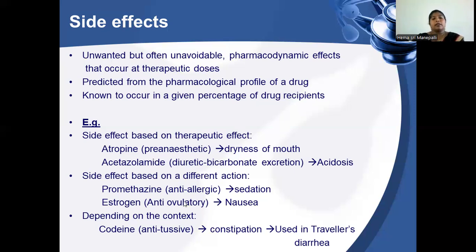Next, another one, estrogen causes nausea and vomiting. Depending on the context, codeine is an antitussive, generally a cough medicine, but the side effect is constipation. But this side effect can be used as a useful effect in a traveler's diarrhea condition.